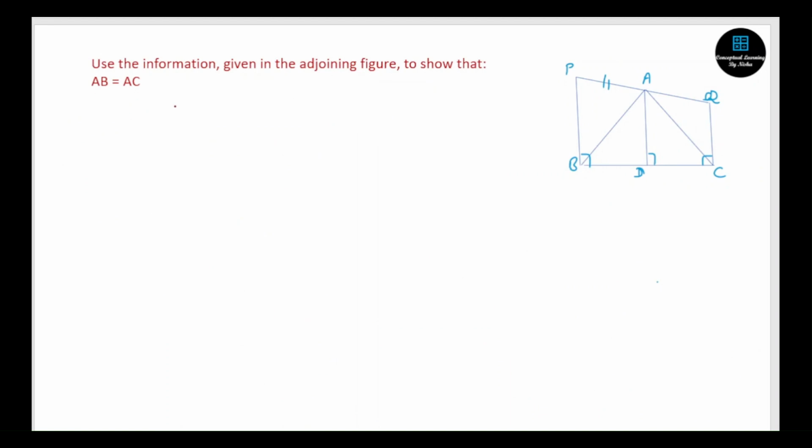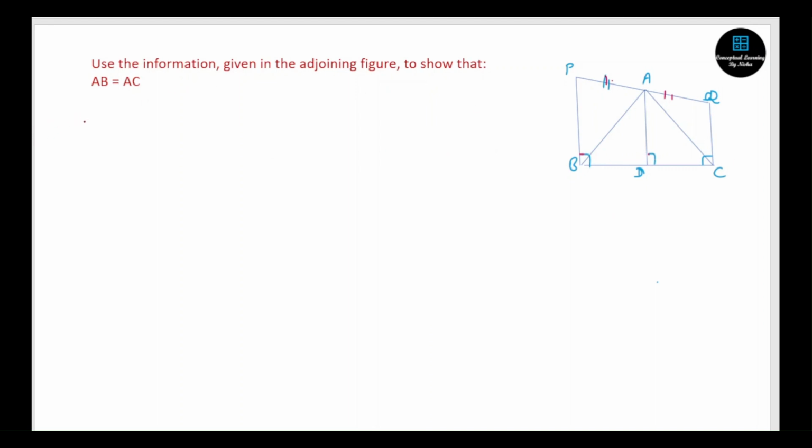Okay, now use the information given in the figure to show that AB is equals to AC. Now here we are given that these two are equal. Okay, PA equals to AQ. This is given to us. Also they have given that these three are right angles. Now can you say that what, how can you relate this? See, PQ, AD and QC. What you can say about those three? As these are right angles, so yes, they are parallel, right?